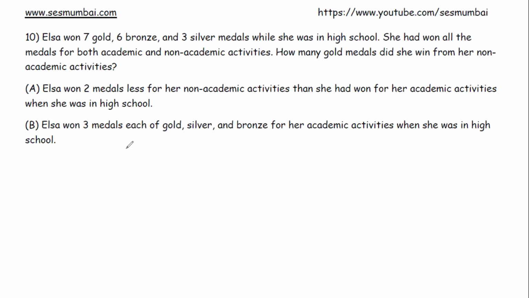Elsa won 7 gold, 6 bronze, 3 silver medals while she was in high school. She had won all the medals for both academic and non-academic activities. How many gold medals did she win from her non-academic activities? So she won for both academic and non-academic activities, and we have to find out how many she won for her non-academic activities.